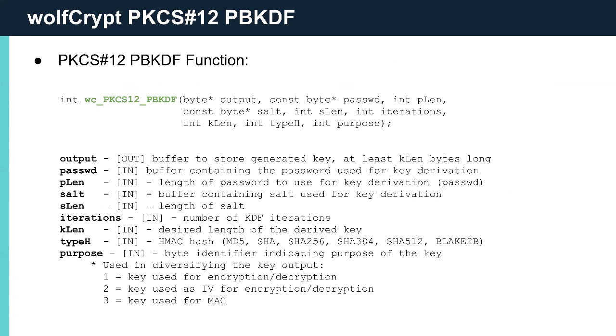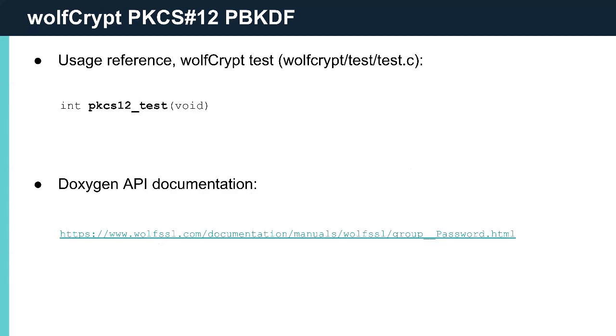Very similar again. The difference is we have the purpose argument, which is an identifier that's supposed to indicate the purpose of the key. You can choose 1 if the key should be used for encryption/decryption, 2 if it's an IV for encryption/decryption, or 3 if it's used for a MAC. You have PKCS12_test in test.c for usage reference and tests.